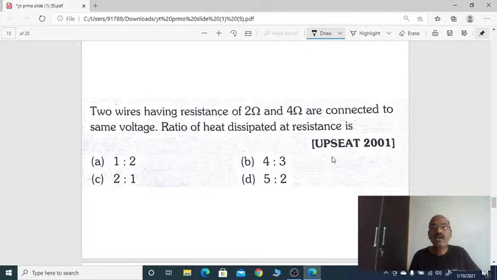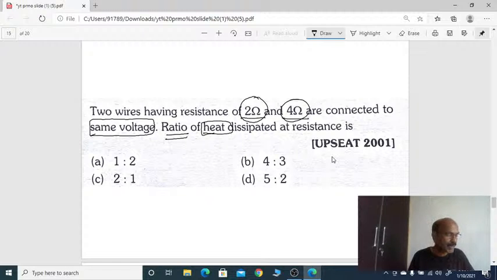Two wires having resistance 2 ohm and 4 ohm are connected to the same voltage. The ratio of heat dissipated. How much heat is released? That's all. Two wires, resistance 2 ohm and 4 ohm. See that clearly. Both are connected to the same voltage. Then tell me, what is the ratio of heat dissipated?